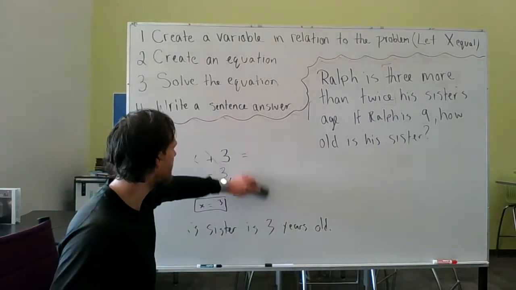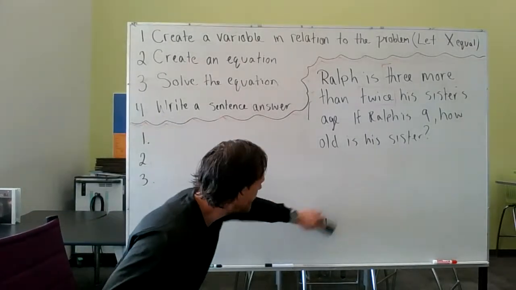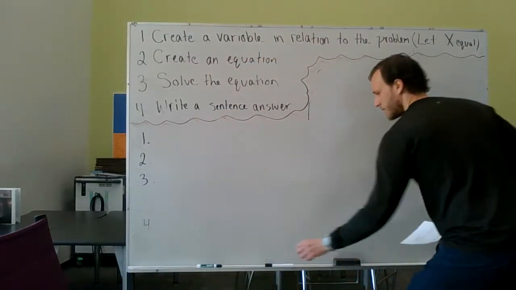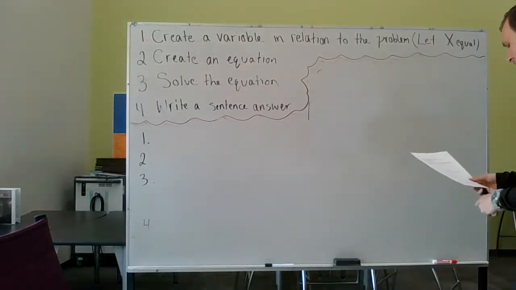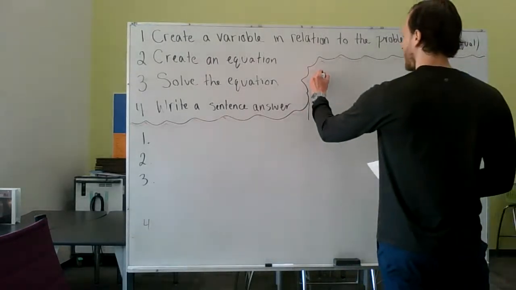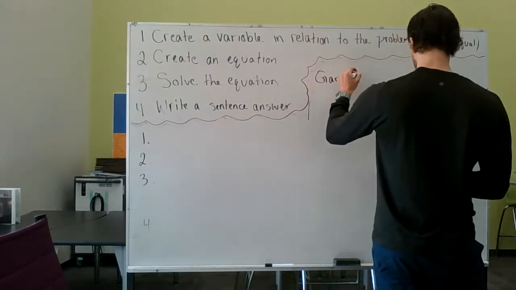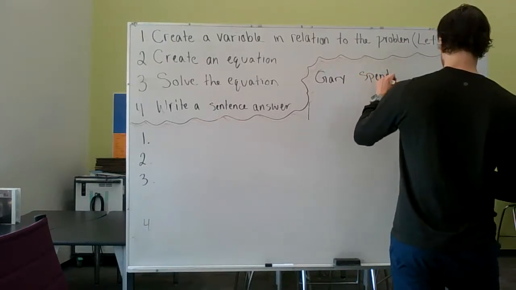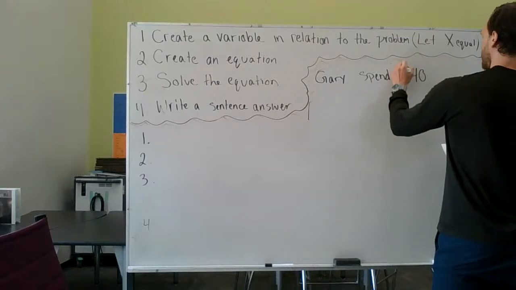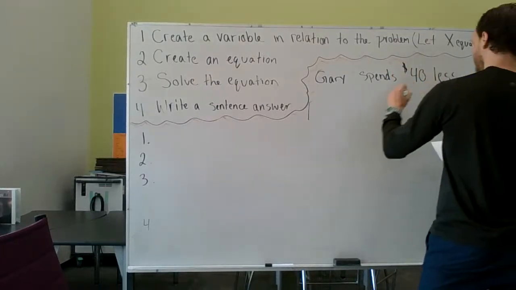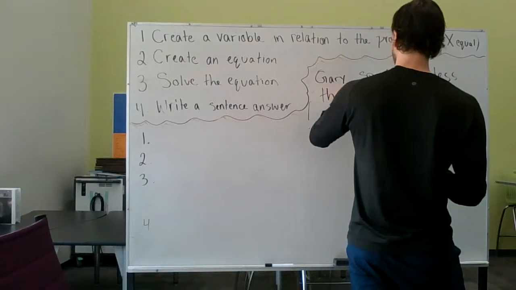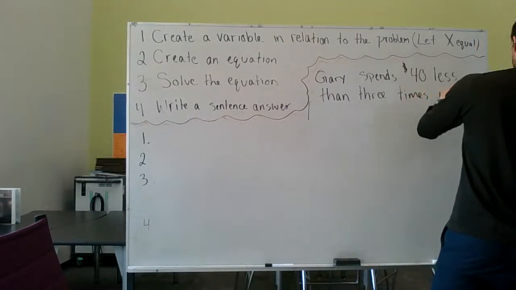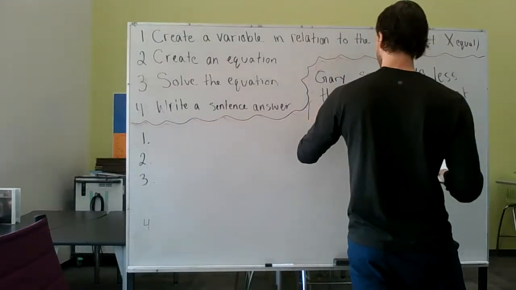Okay. I'll erase this one and I'll write one more up here and see if we can tweak it a little bit, because it's not always addition or multiplication that we're working with. Okay, so Gary spends $40 less than 3 times what Cindy spent.